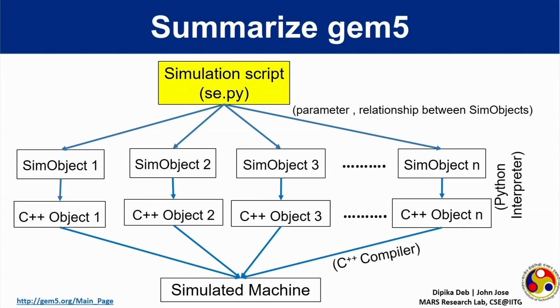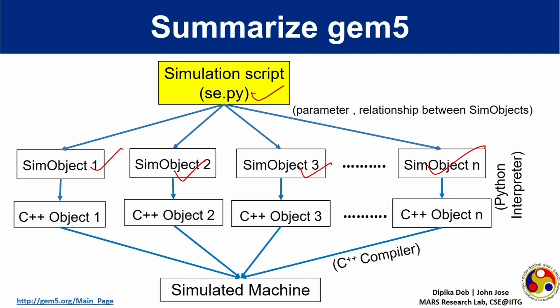This figure summarizes the complete procedure of how gem5 works. First, the input parameters that are given to the gem5 simulator, that is ac.py in the previous slide, are parsed by the Python interpreter. These parameters are then passed on to different sim objects as mentioned. Each of these sim objects represents one physical component. This may represent cache, the second sim object may represent DRAM, the next one, sim object 3, may represent network, and so on.